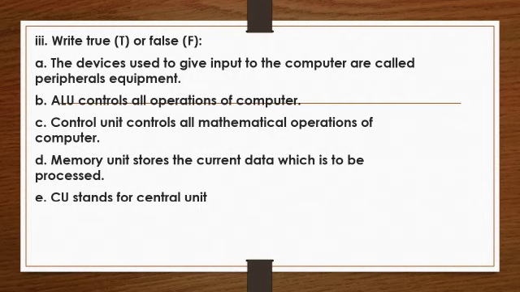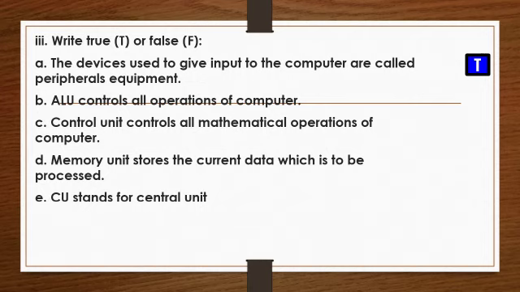Now here is the question number 3. Write true or false. If your answer is true, you will write the sign of T, and if your answer is false, then you will write the F. It means T stands for true and F stands for false. A. The devices used to give input to the computer are called peripheral equipment. Is true.